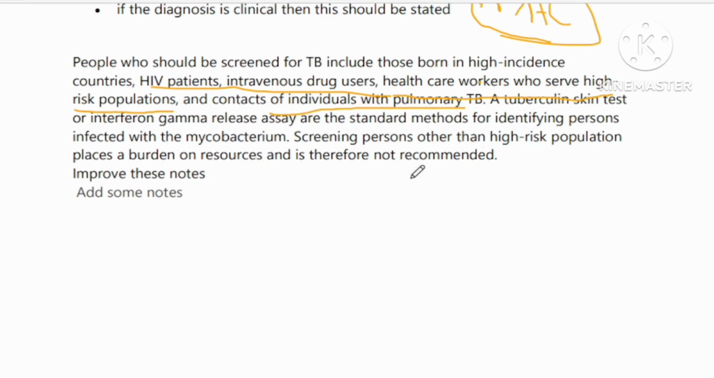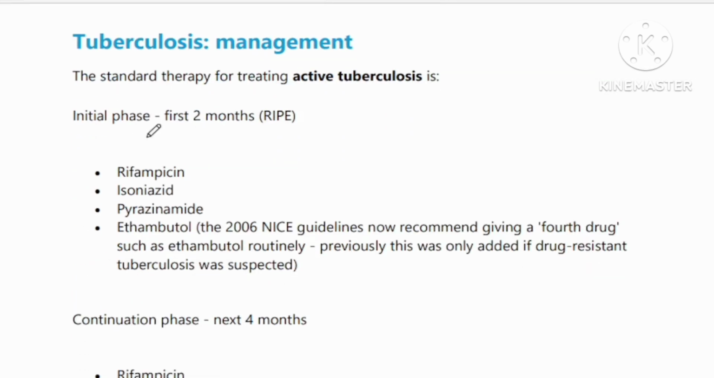A tuberculin skin test, that is a Montoux test, or interferon gamma release assay. Actually, interferon gamma release assay is done when Montoux test results are equivocal. So for confirming that Montoux test result, we perform interferon gamma release assay. That is the standard method for identifying the person infected with Mycobacterium. Screening persons other than the high risk population places a burden on resources, so therefore it is not recommended in every patient.